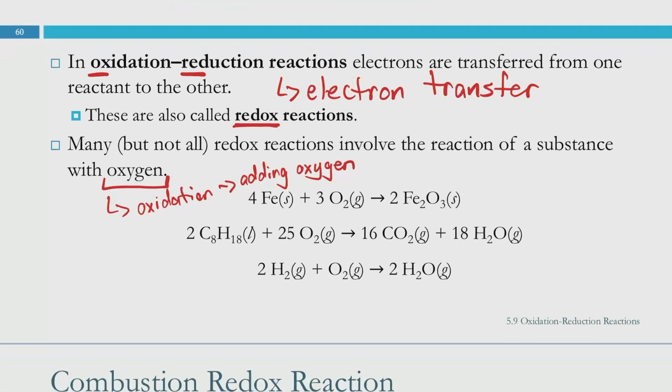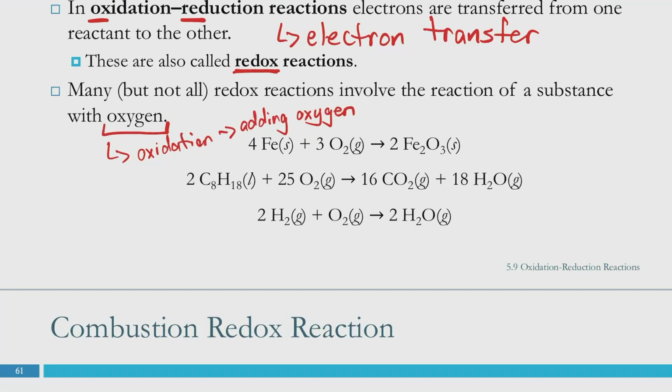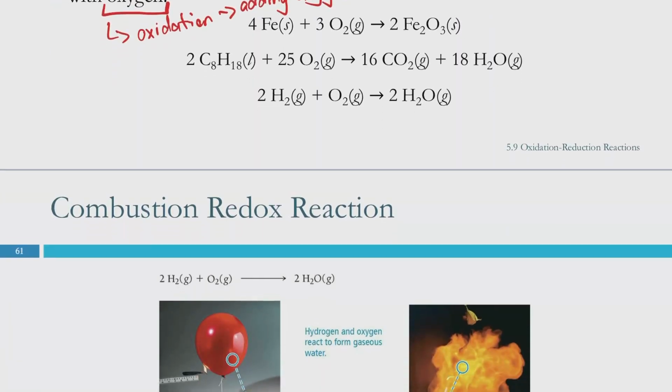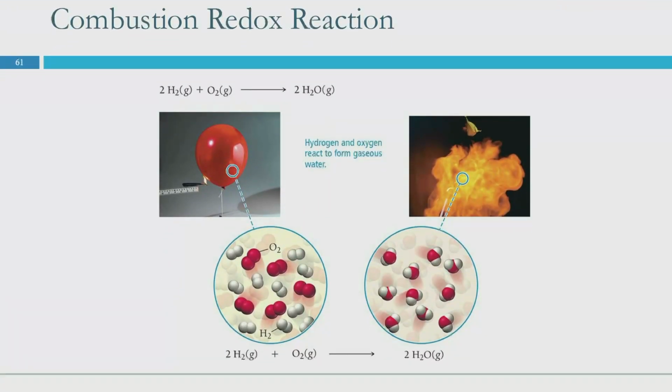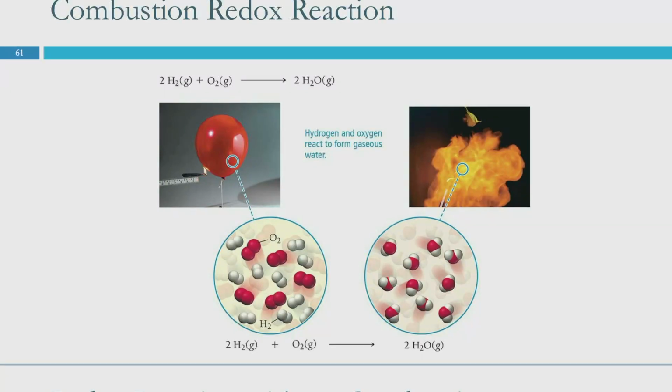So takeaways, oxidation-reduction reactions are electron transfer. They can involve oxygen, but they don't always. Here's that hydrogen and oxygen reaction. A mixture of hydrogen and oxygen is more explosive than either of the two just by themselves.